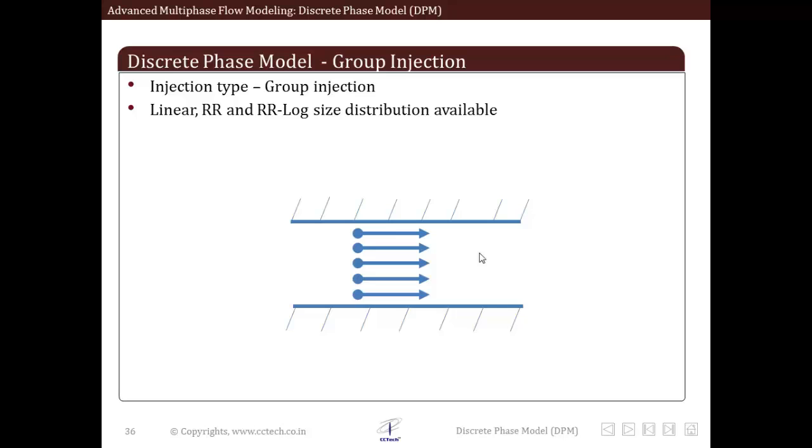Various distributions are available, like linear, RR and RR log, in order to distribute the sizes of these particles as close as possible to the real condition. That is, different particles within the stream can have different sizes in practical situations, and we have to represent that size distribution in our simulation. So all these different size distributions are available. All the particle streams are calculated or solved by using particle tracking techniques.